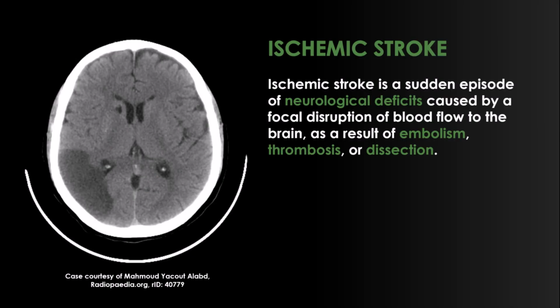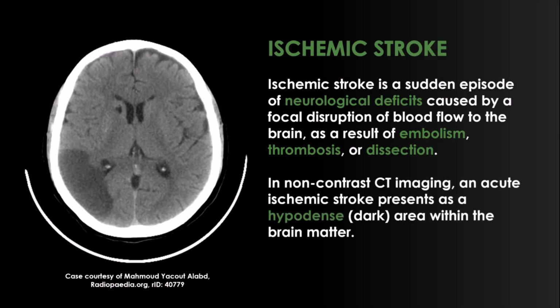An embolism is a blockage caused by some material that traveled into the artery. Thrombosis refers to the formation of a blood clot within the artery, and dissection refers to a tear in the wall of the vessel that interferes with blood flow. So what does this look like? We can't always see the blockage itself, but we can see the effect. In non-contrast CT imaging, an acute ischemic stroke presents as a hypodense or dark area within the brain matter.